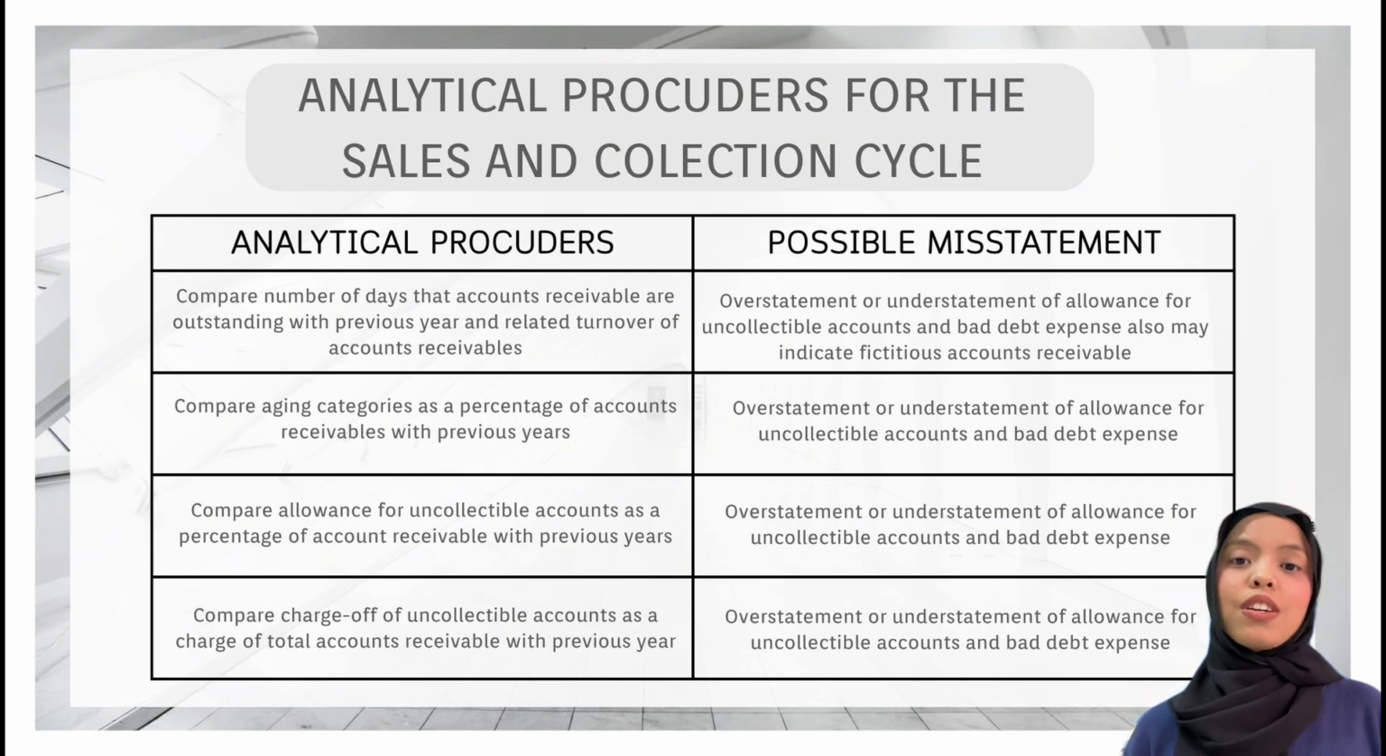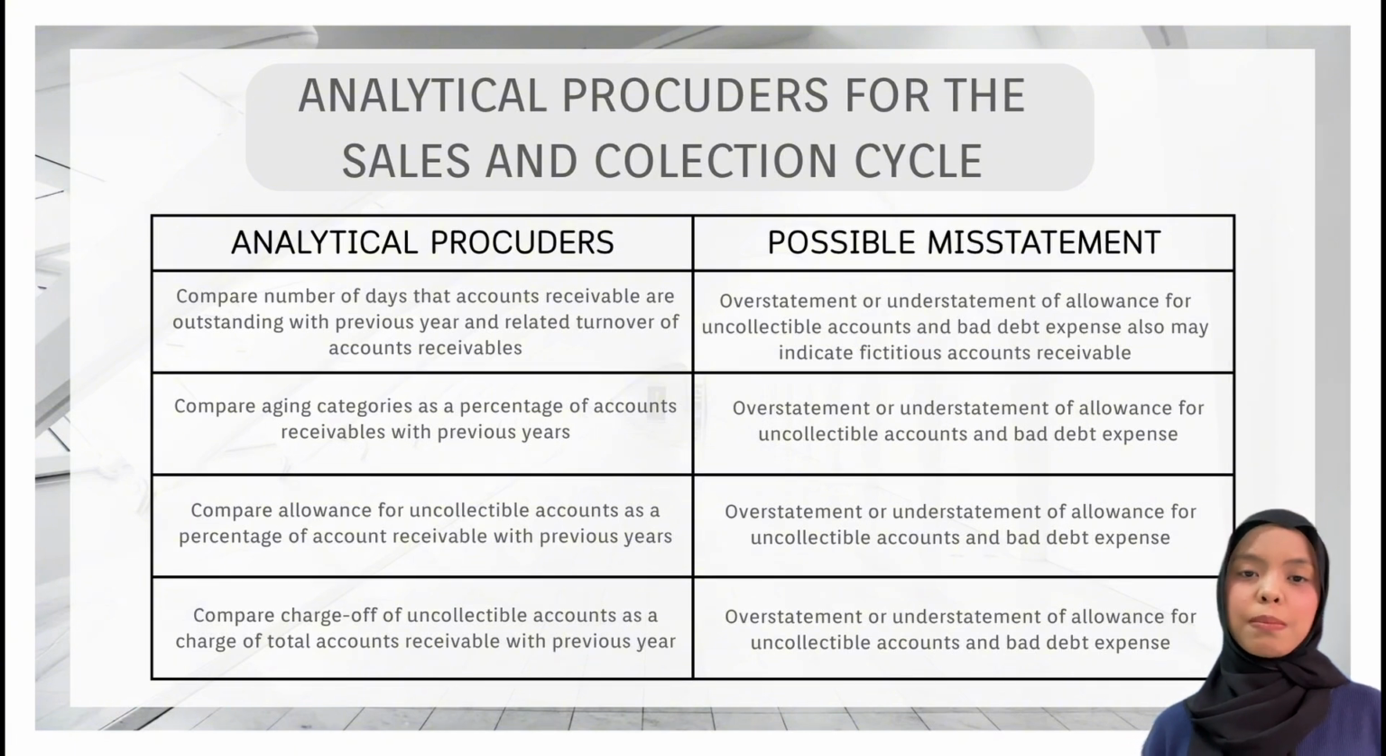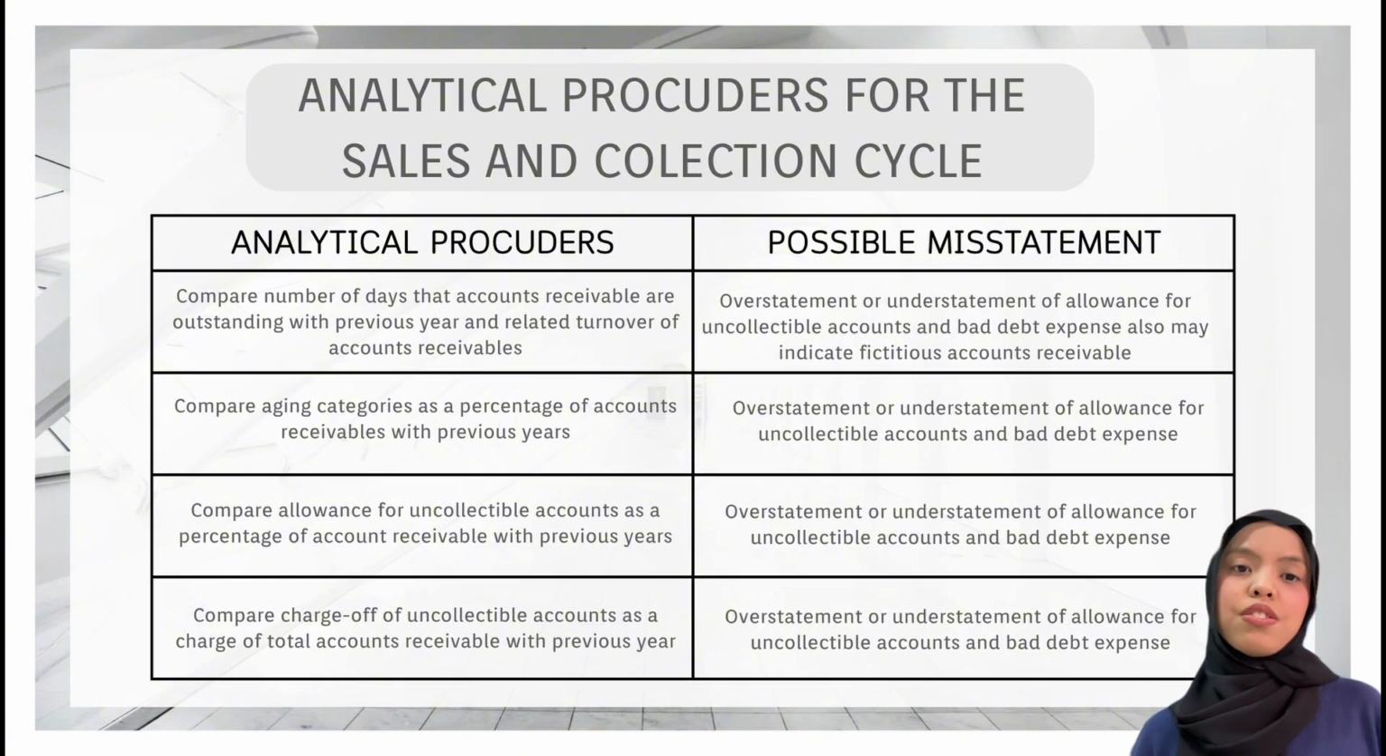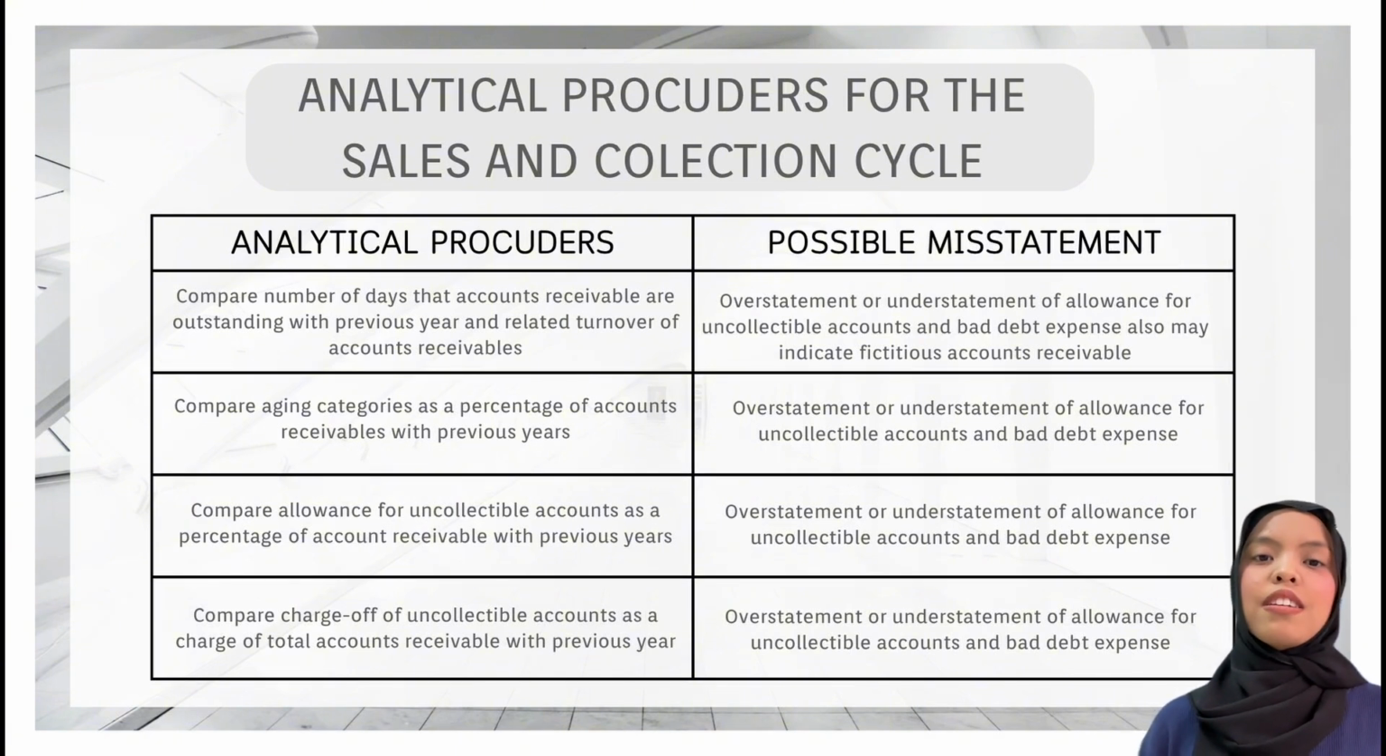The last one is comparing charge-offs of uncollectible accounts as a percentage of total accounts receivable with the previous year. By monitoring the charge-off rates, it helps in assessing the efficacy of the allowance for uncollectible accounts. Anomalies in this percentage could indicate improper estimation of bad debts, leading to potential misstatement. This procedure can ensure that write-offs are consistently applied and accurately reported.